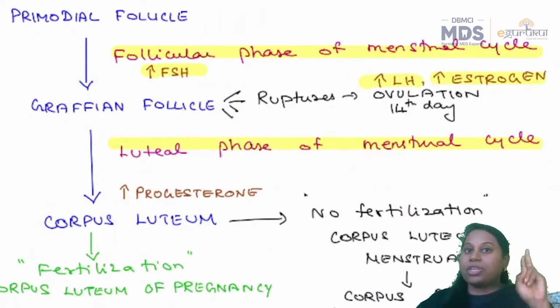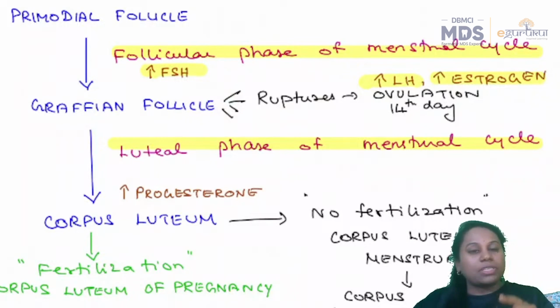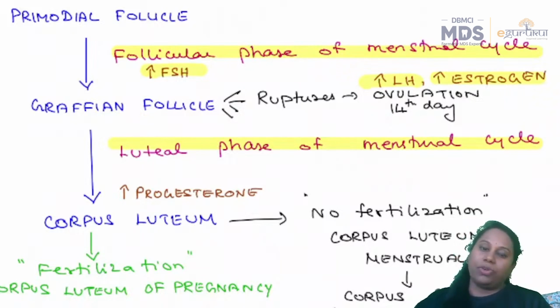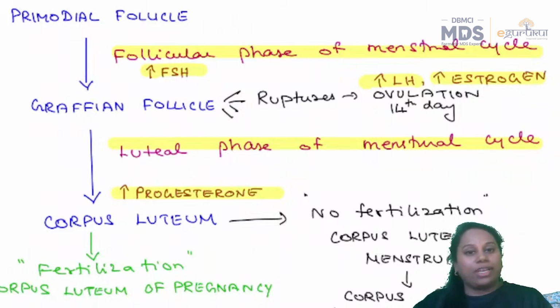So before ovulation, follicle is formed, follicular phase. After ovulation, corpus luteum is formed, luteal phase. Which hormone is produced by the corpus luteum? Corpus luteum begins to produce progesterone. So after ovulation, progesterone levels are increasing. See, before ovulation, FSH is more. After ovulation, progesterone is more. Just before ovulation, LH and estrogen levels are more.